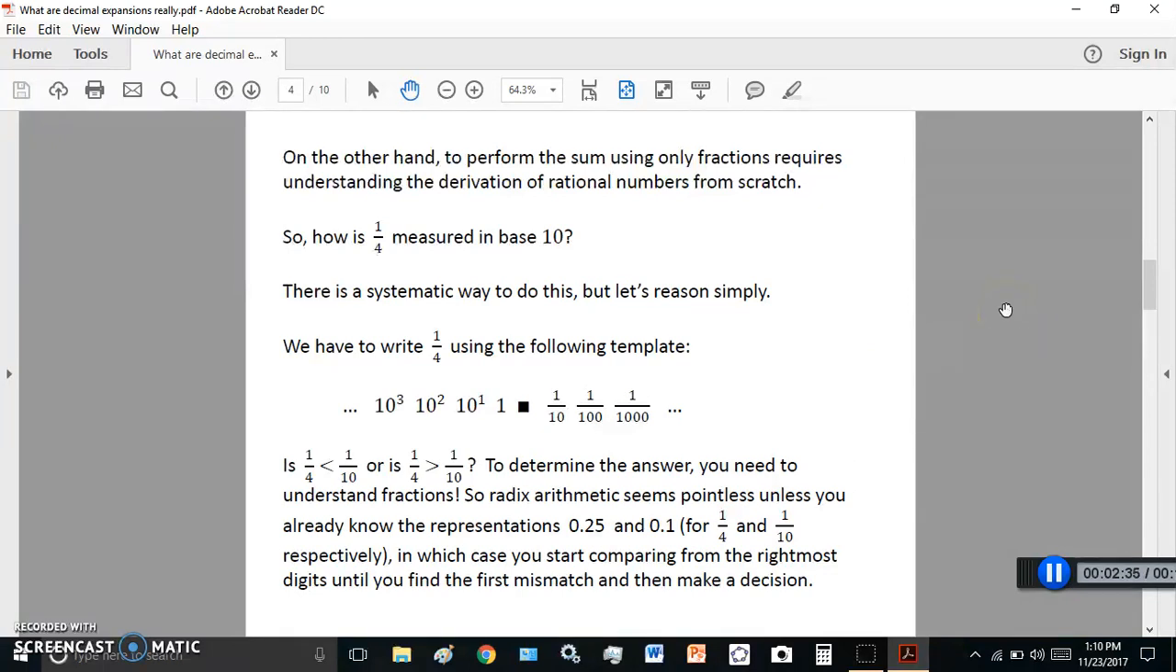Radix arithmetic seems pointless unless you know the representations, which are 0.25 and 0.1, in which case you start comparing from the leftmost digits until you find the first mismatch and then make a decision, which is less than or greater than. And if they're equal, you simply move to the next one and repeat the process all over again.